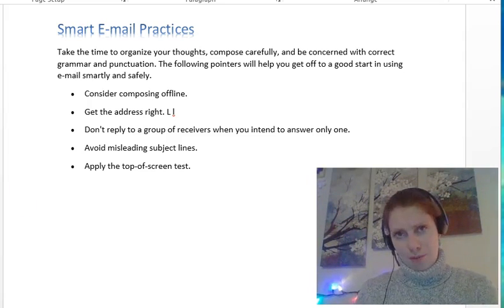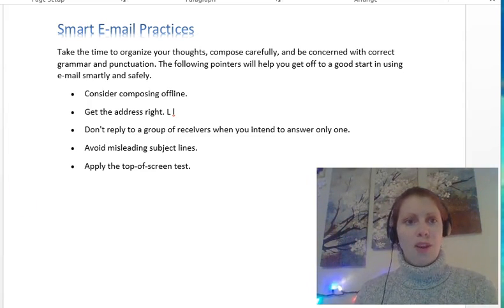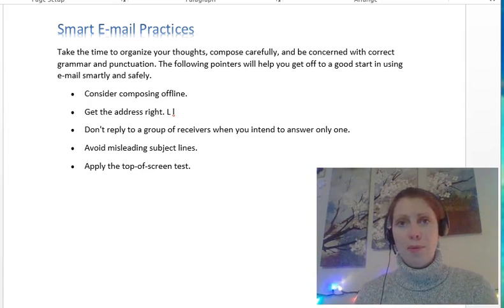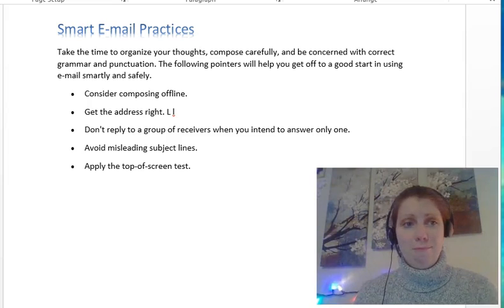Now, make sure that you avoid misleading subject lines. Make sure that your subject line is relevant and helpful. Again, we don't want people deleting it. We don't want it going into the spam folder. Generic tags such as high or important can cause your message to be not even looked at.